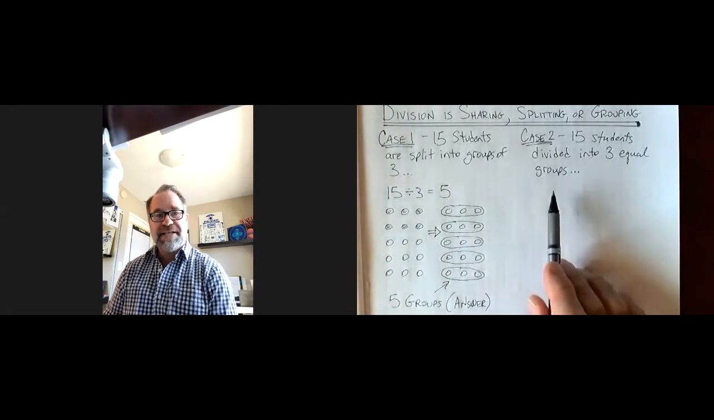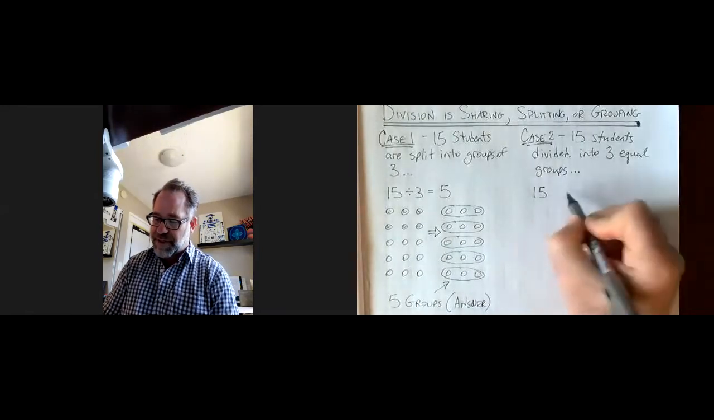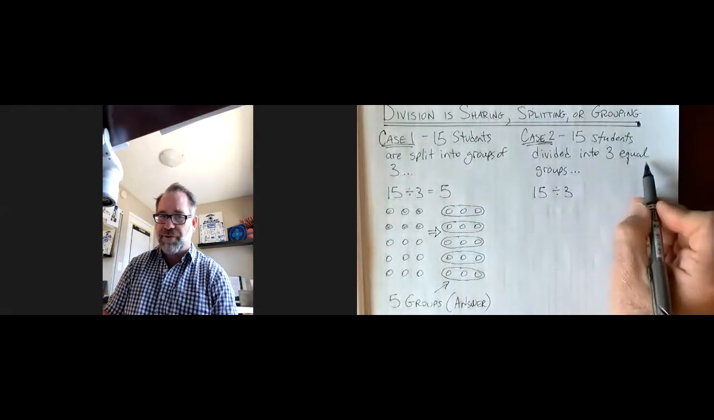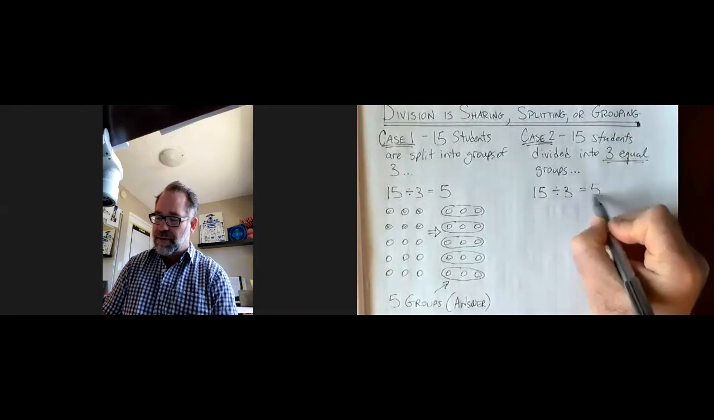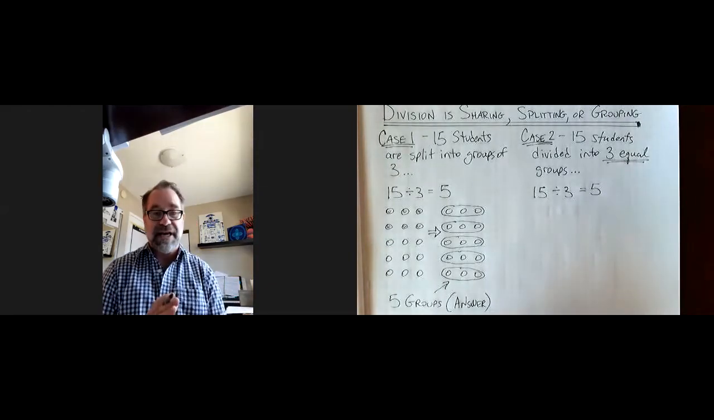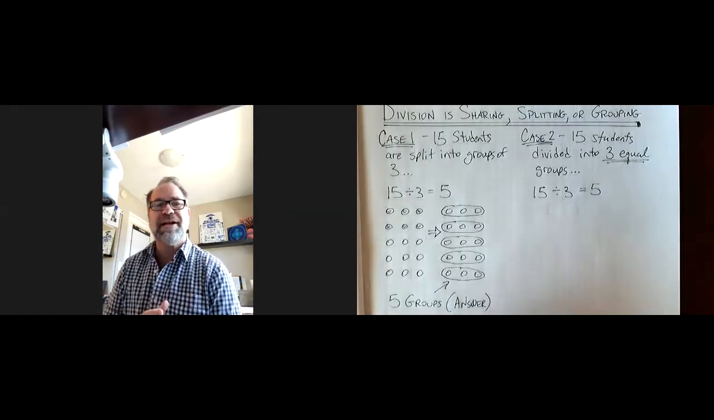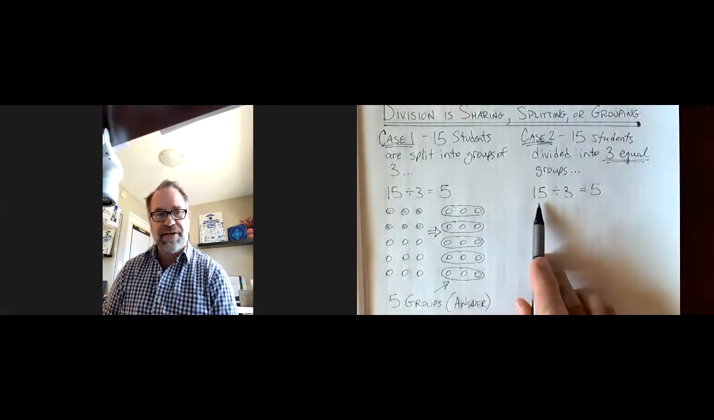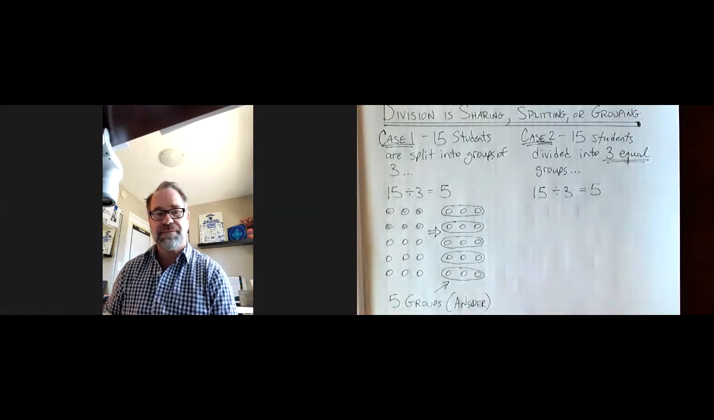Now, on the second day, the case number 2, we still have the 15 students, but they're going to be divided into 3 equal groups. Divide into 3 equal groups. The answer to that, you probably guessed, is still going to be 5. But the greater question is, what would that actually look like? I want you to stop for a second and think about if the 15 of you were split into 3 equal groups, where would we see the 5?